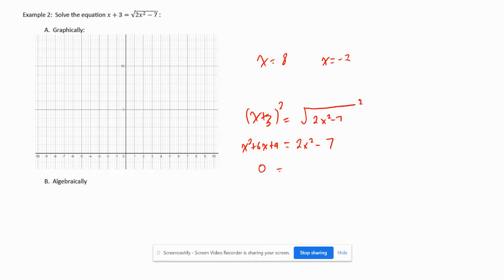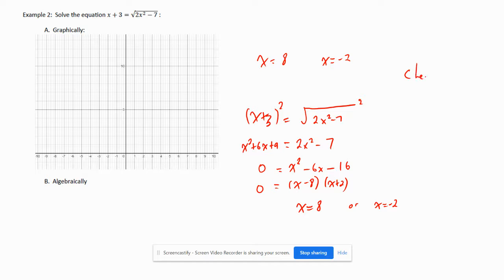So we get 0 equals, and so if we bring these three terms to this side, x squared minus 6x, -7 minus 9 is -16. There we go. So factoring this, we get 0 equals x minus 8 times x plus 2. Therefore, our solutions are x equals 8 or x equals -2.